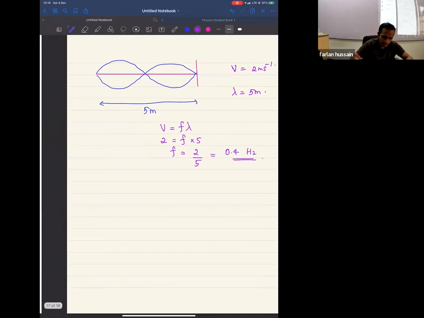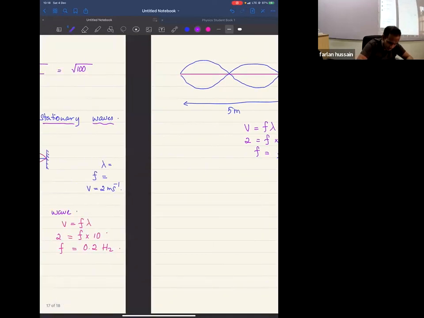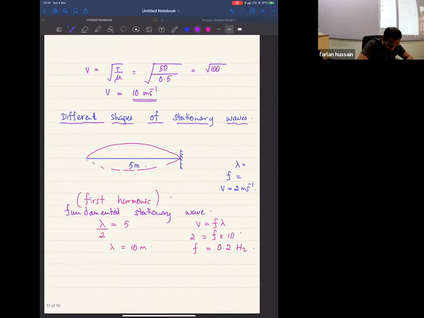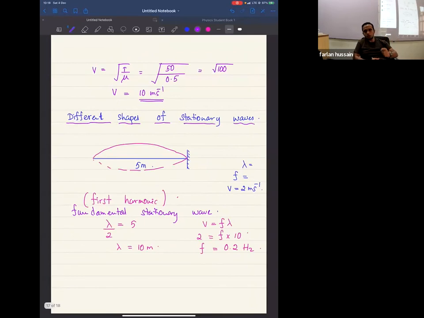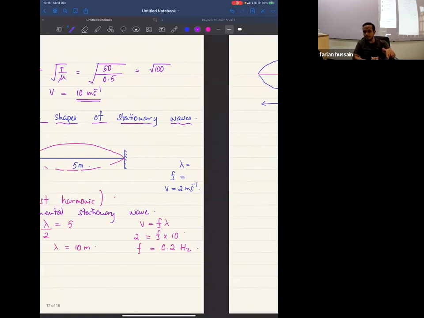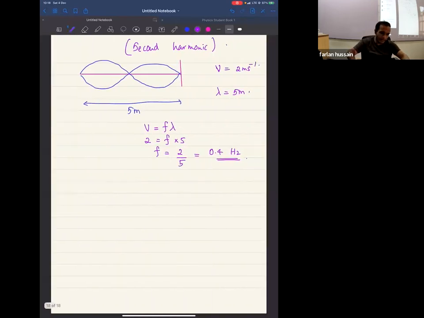What do we call this? The second harmonic. This we call the second harmonic. So if you oscillate at exactly 0.2 hertz, you will get the first stationary wave. If you oscillate at exactly 0.4 hertz, you will get this stationary wave. And let me try the next possible case. Let's say this is our string, which has a length of 5 meters.